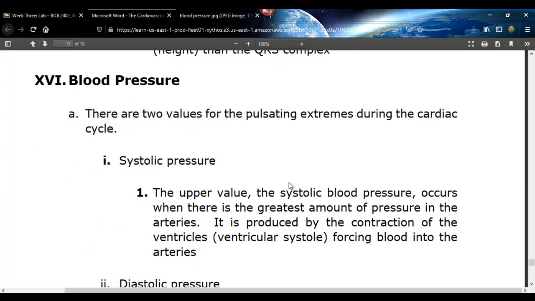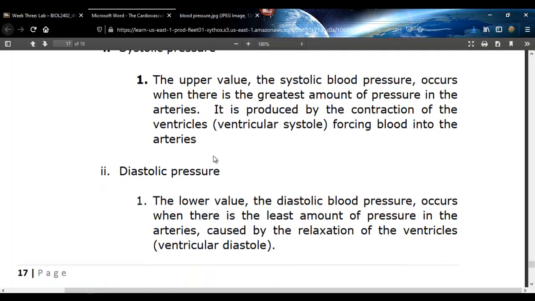Blood pressure, last thing. Blood pressure is the amount of pressure pushing blood through your system. The systolic represents the highest pressure in an artery. It occurs during ventricular systole. We went through those terms. The diastolic represents the lowest pressure in an artery, and it's called filling pressure a lot of times. It occurs during ventricular diastole, when the ventricles are relaxed.